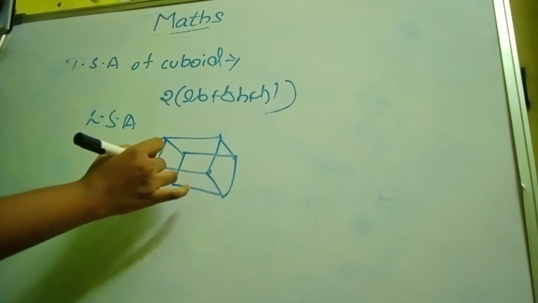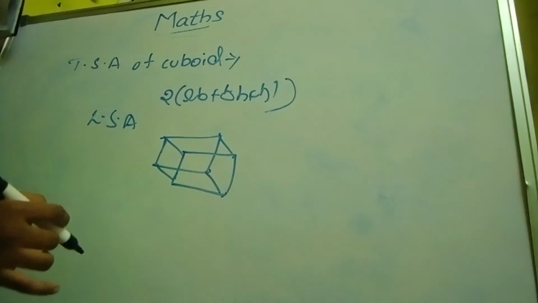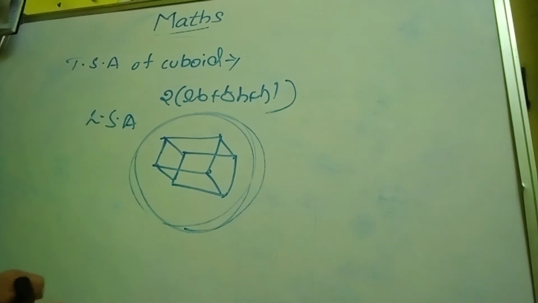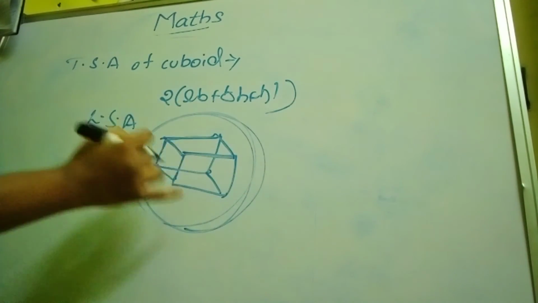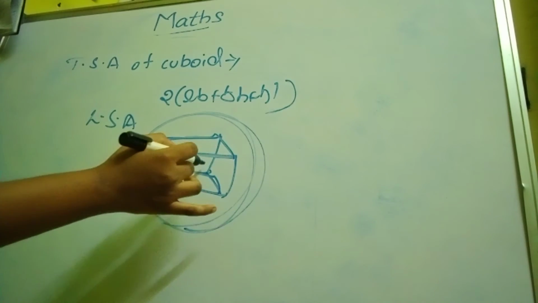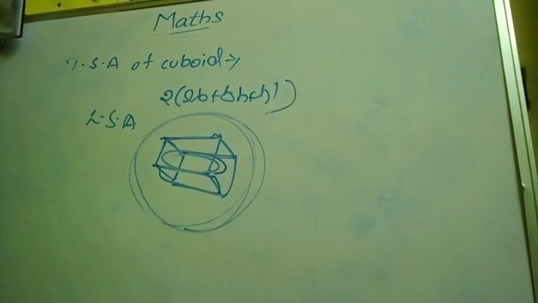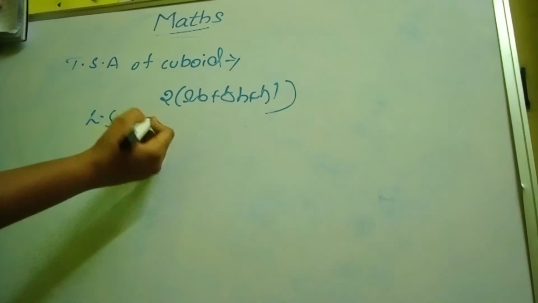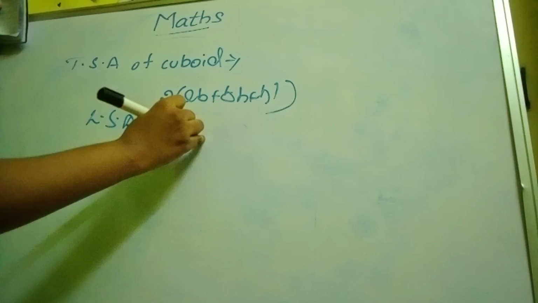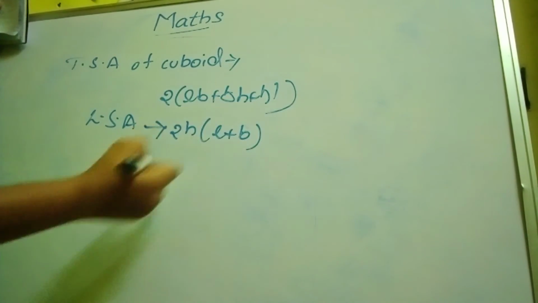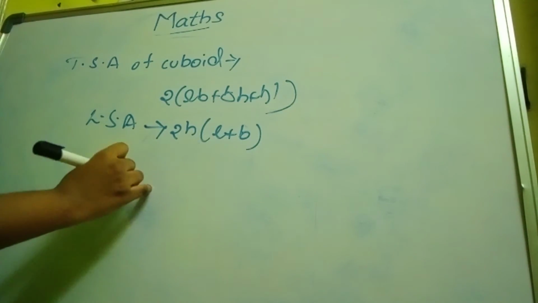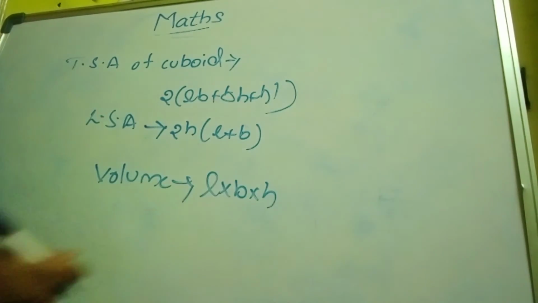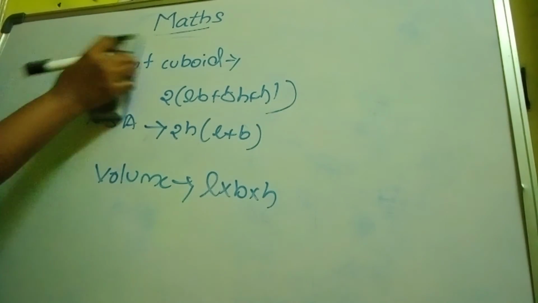See, think that this is a cuboid. Total surface area means this full total surface area of cuboid. Lateral means removing this top and bottom parts. We will get these four sides, right? Yes, that is known as lateral surface area. What is lateral surface area? 2h into L plus B. Okay. Now, what is volume? Volume is length into breadth into height. Okay. Now we have completed cuboid.